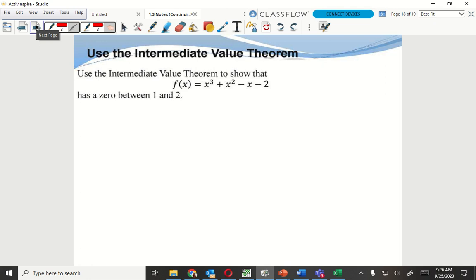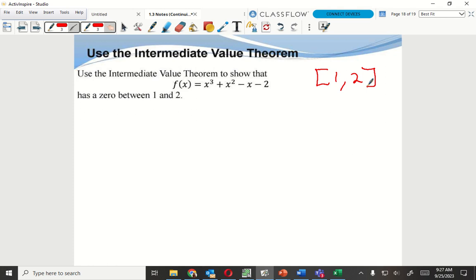Use the intermediate value theorem to show that the function has a 0 between 1 and 2. Okay, so between 1 and 2, that's my interval. If you were paying attention, what type of interval does intermediate value work with? Closed intervals. So I could use brackets, going from 1 to 2. If I know that they're closed, what could I do with those values? Can I plug them in? Yes. Let's plug them in.